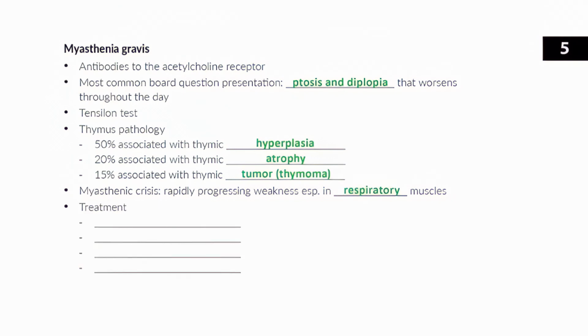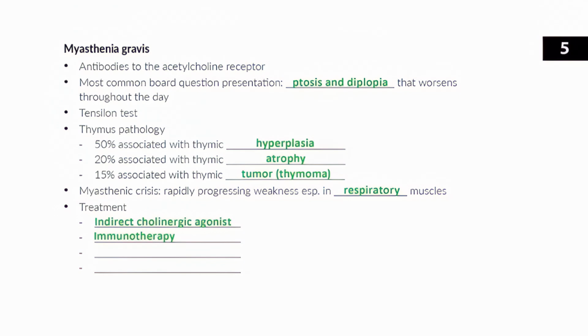Now, for treatment, we've already gone over the indirect cholinergic agonists like pyridostigmine and neostigmine. Remember that edrophonium is a very short-acting medication. It's only used for diagnosis, not for long-term treatment. Now, this is an autoimmune disorder, therefore you can use immunotherapy like corticosteroids, azathioprine, and cyclosporine.